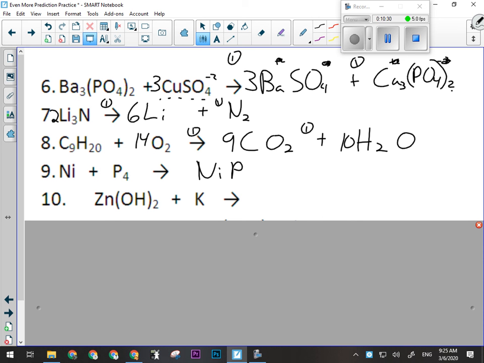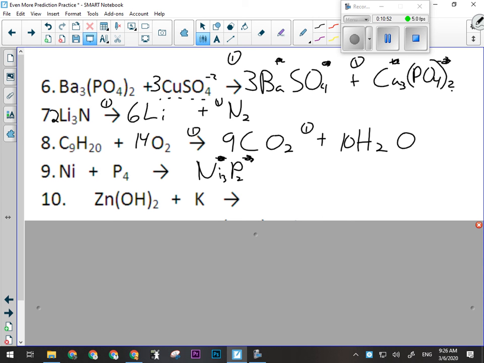Okay, and just put it in here. So nickel's most common charge is 2, right? So this is a 2 plus. This is a minus 3. So I'm going to have Ni3P2. All right, questions on that one?